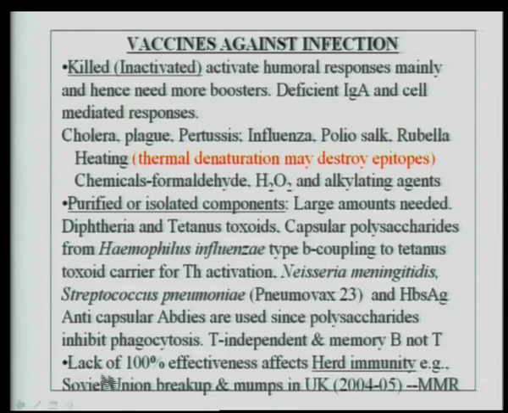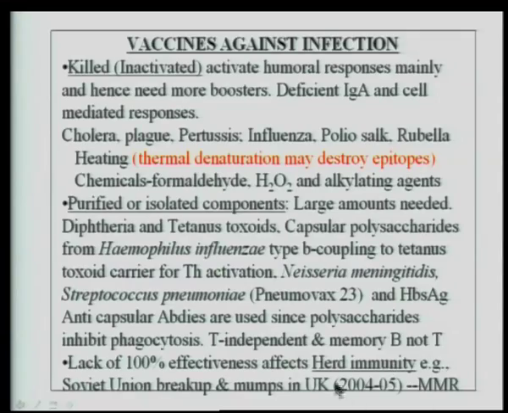Many of these approaches lack 100% effectiveness, and therefore, it affects what is called herd immunity. This has actually been seen during the breakup of the Soviet Union. Many of these vaccinations of infants were discontinued because of obvious problems, because the whole country was breaking up. Because of that, these diseases actually increased in the population and made many of the infants susceptible. So, this property of immunity in the whole population is termed herd immunity. And this can of course vary, because if you do not vaccinate when the child is born, more and more individuals in the population become more susceptible as they become older.